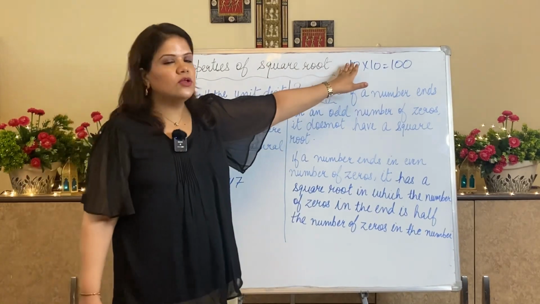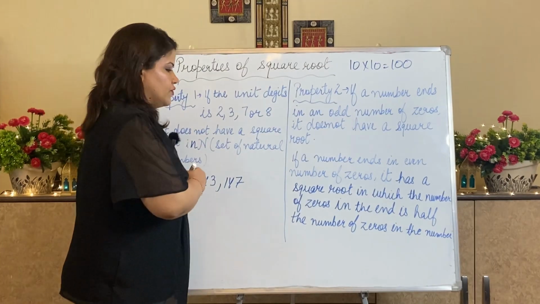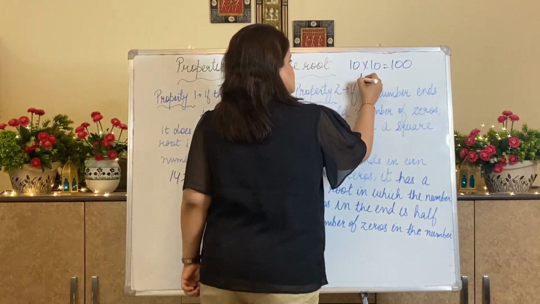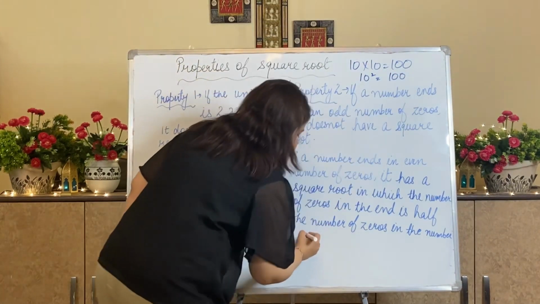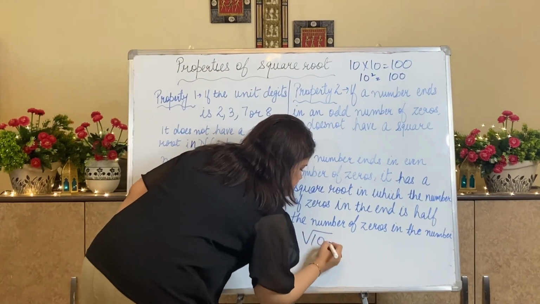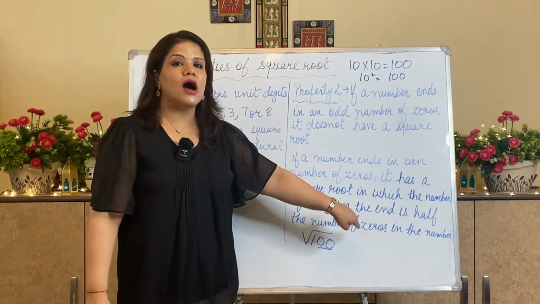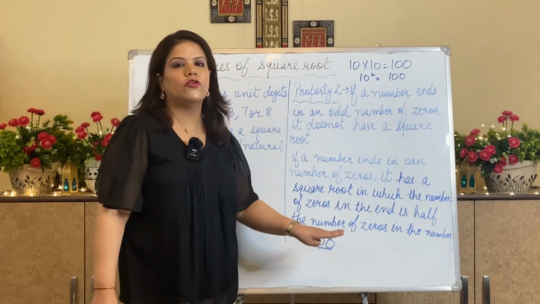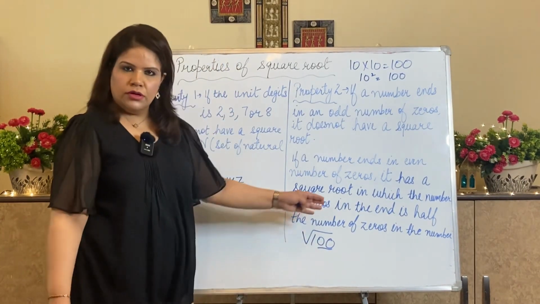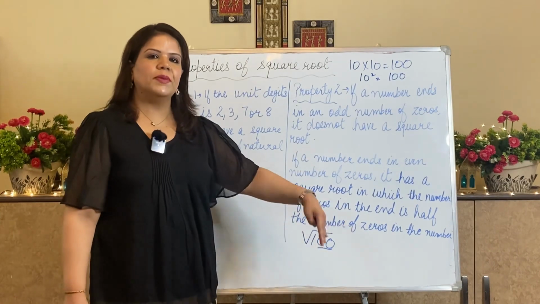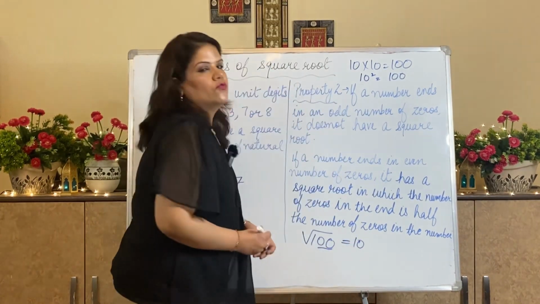I have given you one question that 10 into 10 is 100. Now, if 10 into 10 is 100, that means 10 square is 100. What will be the square root of 100? Since it has 2 zeros, the number of zeros in the answer will be exactly half of the zeros. What will be exactly half? There are 2 zeros. Exactly half will be 1. So in answer I will have 1 zero.